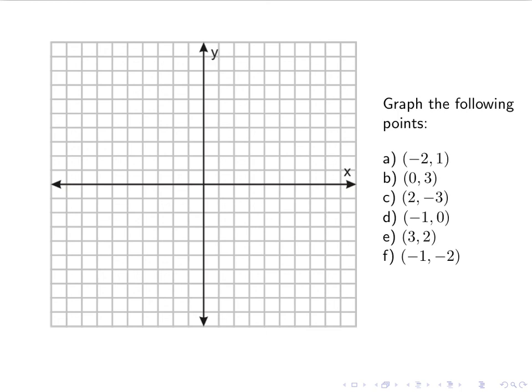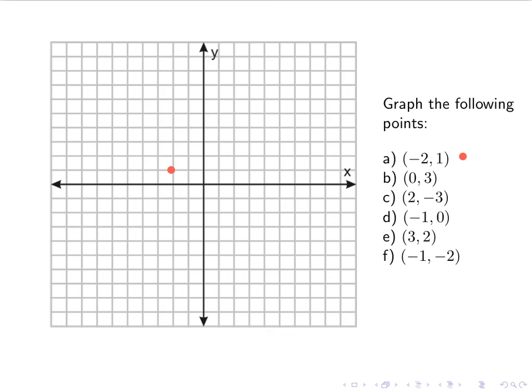So let's do some practice. We're going to graph the following points. And I'm going to change my pointer into a dot. So the first point, A, -2, 1. So again, the -2 is the x. So I'm going to go -2 over in the x direction. The negative means I'm going to the left. So I'm going to go over to the left 2 and then up 1 because y is 1. And that's going to be right around there. So A is going to be in red.